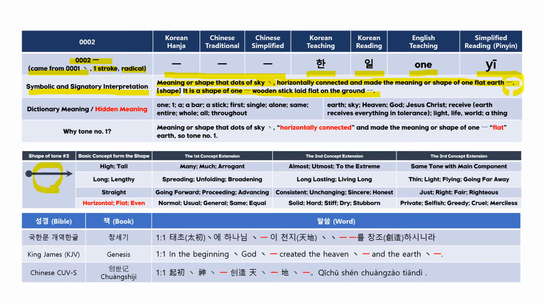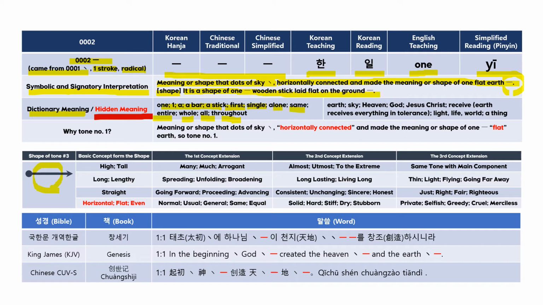And the dictionary meaning: one, a bar, a stick, first, single, alone, same, entire, whole, all, throughout. These dictionary meanings remain in the Korean Hanja dictionary and Chinese characters dictionary. But as well as the dictionary meanings, hidden meanings are much more important, as I told you.